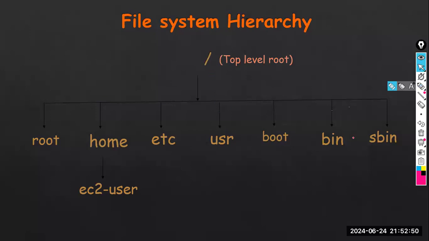And we have boot directory, bin, sbin, plenty more. You need not remember each and everything. You just understand what these two are about. The root directory is where the root user is present. The home directory is where normal users are present. Till here, any doubts?